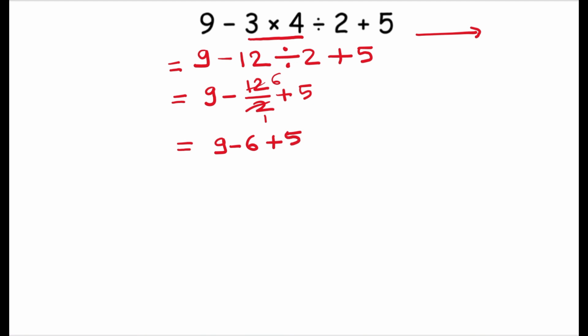Then last, addition and subtraction have the same priority. So 9 minus 6 is equal to 3, plus 5, and the final answer is 8, and this is the correct answer. So 9 minus 3 multiplied by 4 divided by 2 plus 5 is equal to 8.